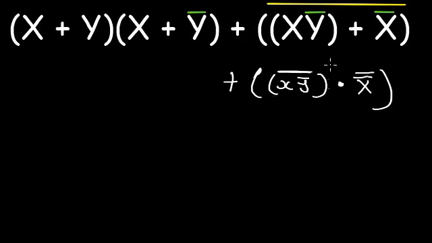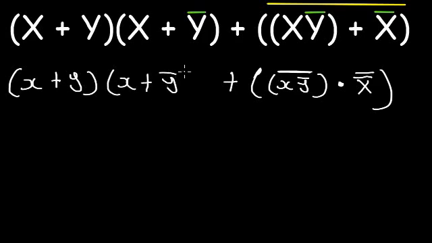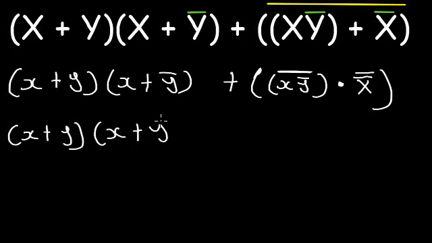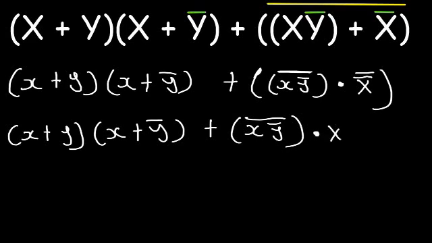So let's move on. Earlier we said when an input has a double bar over it, the result is simply that input. So I'm just going to repeat this at the left hand side. So right now it returns to x plus y, then x plus y bar, then plus xy bar, then multiplied by x. The bars cancel out.